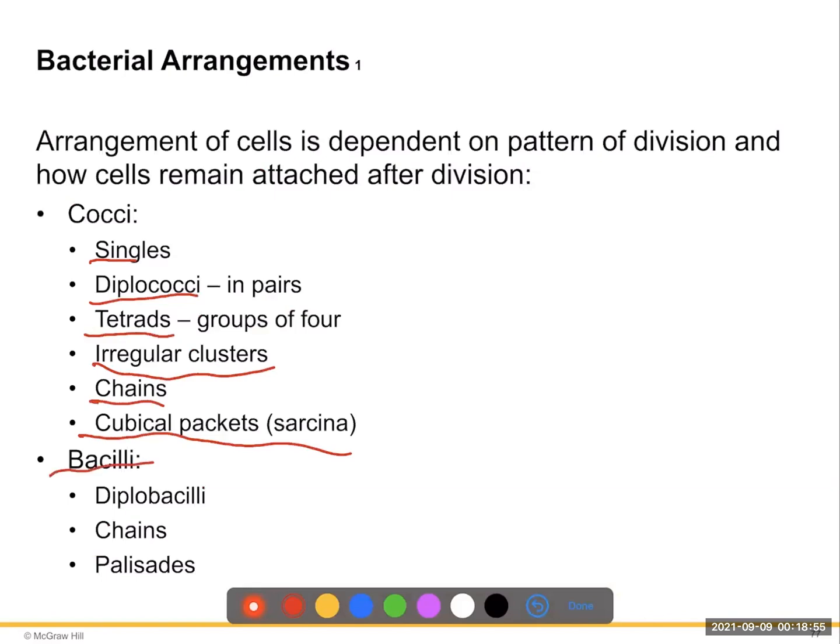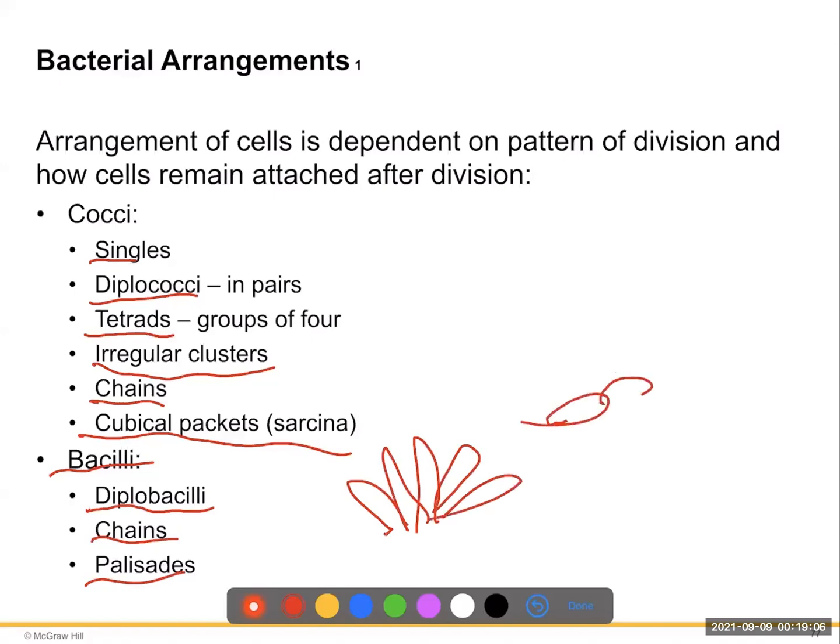The bacilli are rod shaped, but they can be diplobacilli, which is two combined. They can form chains or palisades, where they chain off from a single point and group together. Or chains that can link together. They all take on different shapes.